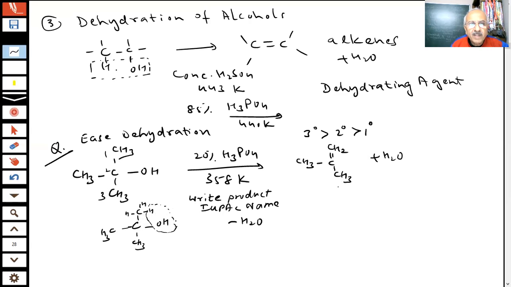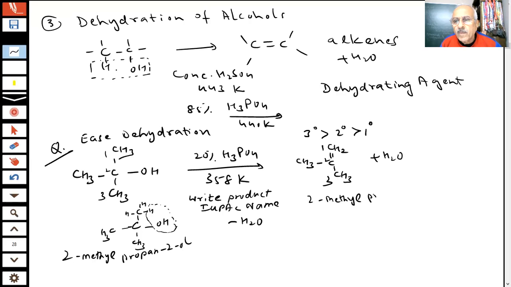And what is the IUPAC name of this then? This is your 2-methyl. What is the IUPAC name of this? 2-methylpropan-2-ol. What will this be then? Or if I put it like this, put it anyway. What is this? 2-methylpropene. So this is an important example of how the questions are put on the dehydration of alcohols.